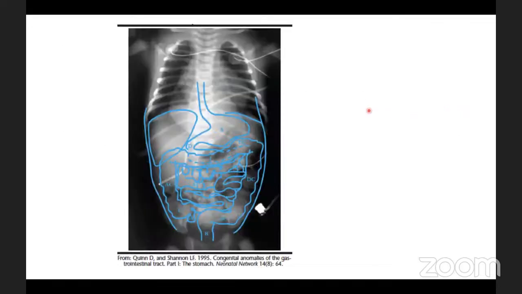I just found this X-ray in an article, which is interesting to see which areas are the stomach, ascending colon, cecum. So this is just to look for the particular bowel in that particular segment in a normal anatomy.